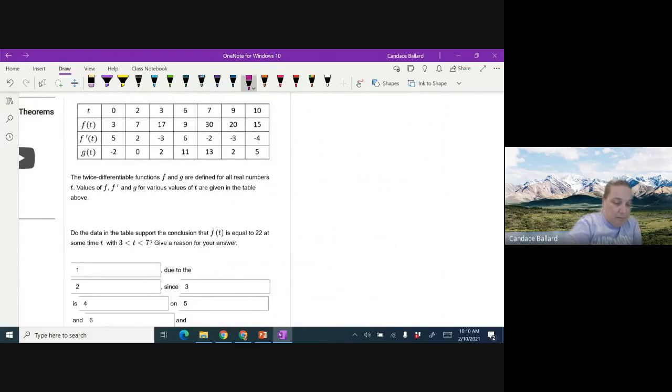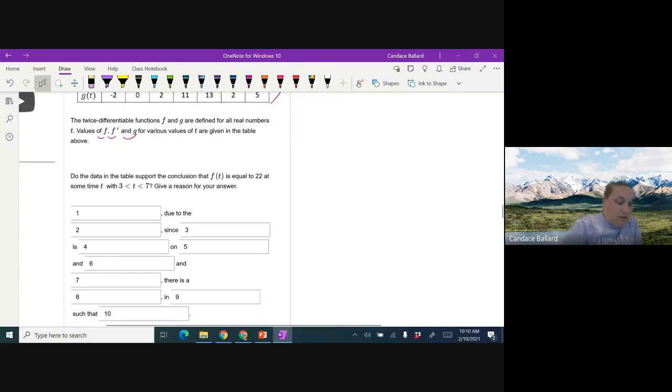Some data in the table. It's a twice differentiable function. F and G are defined for all real numbers. We've got values of F, F prime, and G at various stages. And it asks, do the data in the table support that F of T is equal to 22 at time T between 3 and 7? Give a reason for your answer.